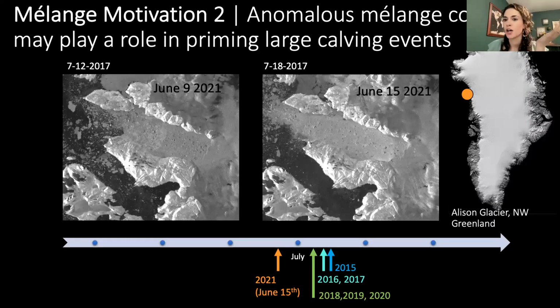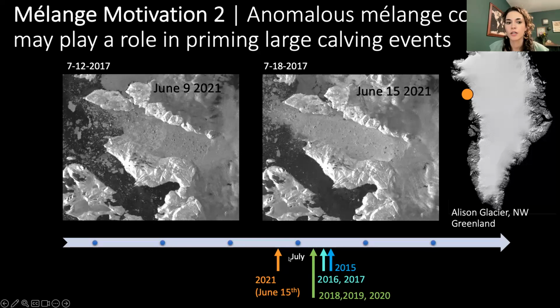The second motivation for studying mélange is to understand anomalous mélange coverage, so if we're looking at what's a typical mélange coverage in a given year and identifying when one year might be unusual, this can play a role in priming really large, dramatic calving events. And this is one example here at Allison Glacier, sticking in the Northwest. This analysis started in 2015.